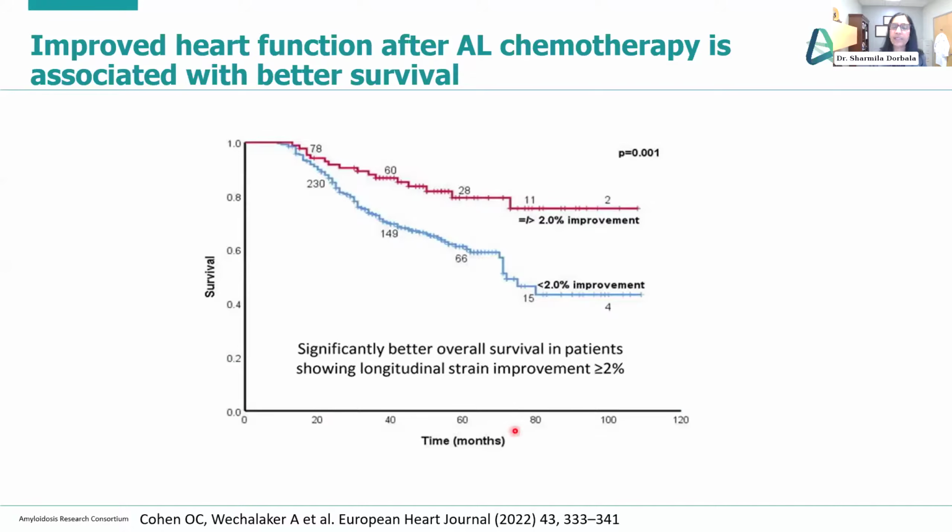The National Amyloid Center in UK showed that in people who have AL amyloid, if after chemotherapy, the global longitudinal strain improves, these patients have better survival compared to those patients where the global longitudinal strain does not improve, okay? So this is survival on the vertical axis, time in months in the horizontal axis. People who have an improvement in global longitudinal strain have better survival.